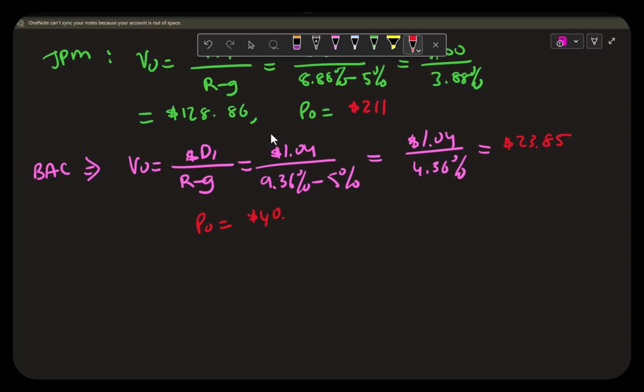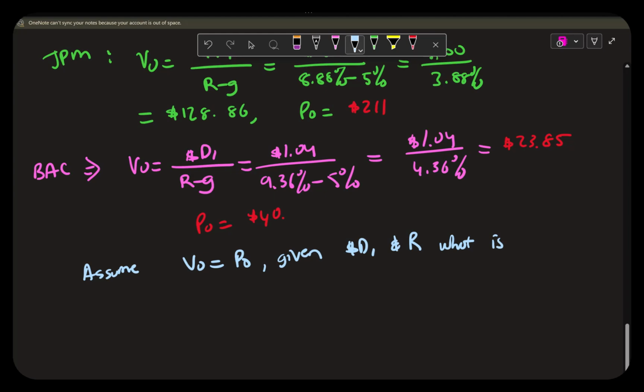I'm going to actually get an implied rate of growth. Given the price, assume value is the same thing as the price, which means assume that these are properly valued. Given D1 and R, what is the implied growth rate? We have our equation. We can solve for this.